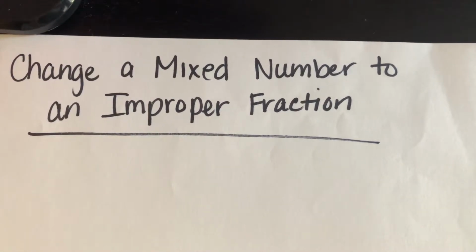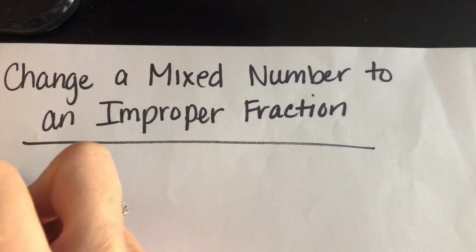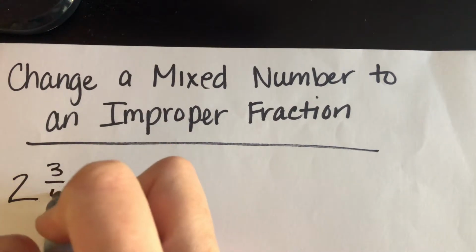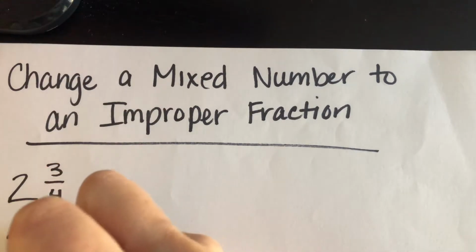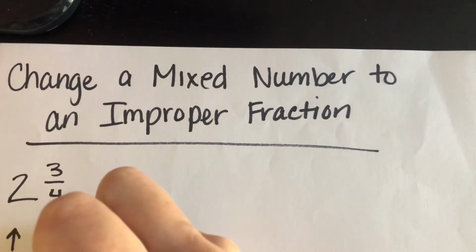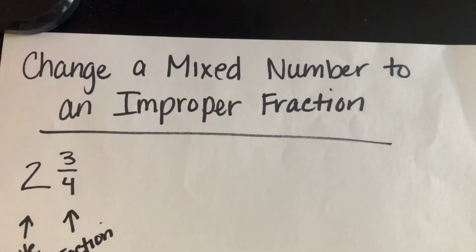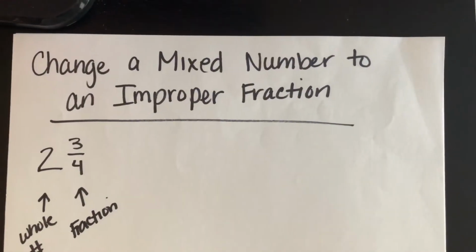Here's a little review on how to change a mixed number into an improper fraction. So we're going to start off with the mixed number 2 3/4. Again, it's called a mixed number because it has a whole number and it also has a fraction. So that's why it's called a mixed number, because it's a mix of the two.